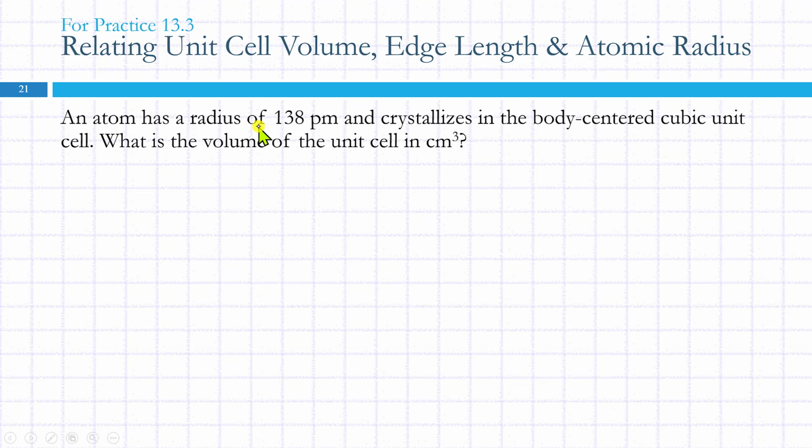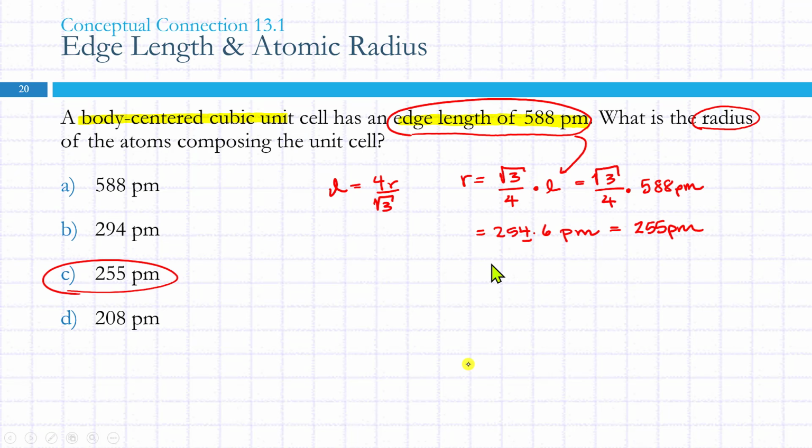Here's another variation of that kind of question. It says, an atom has a radius of 138 picometers and crystallizes into a body-centered cubic unit cell. What is the volume of the unit cell in centimeters cubed? So again, what we need to pay attention to is the type of unit cell and the information we're given. Again, we're looking for body-centered cubic, so the same one here. So L is equal to 4r over the square root of 3.